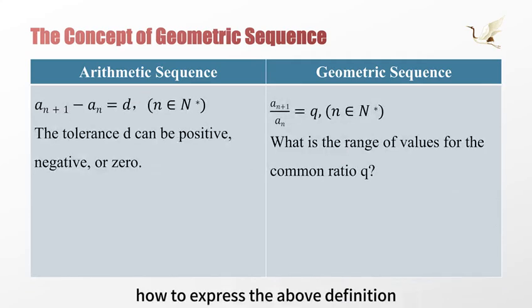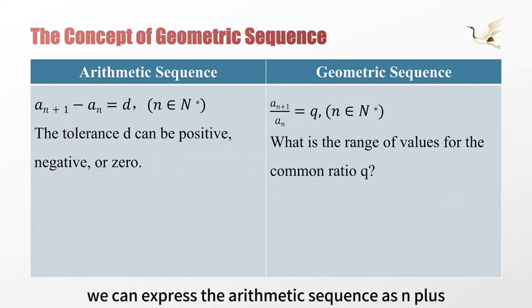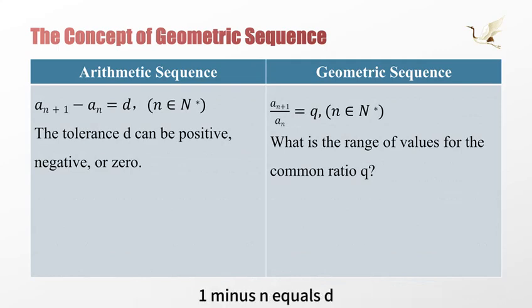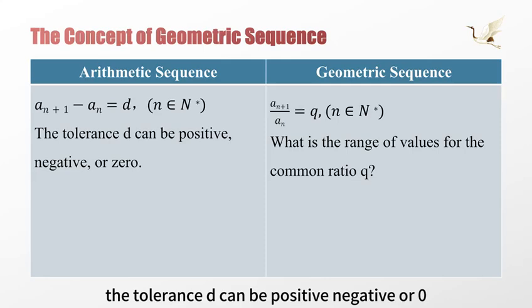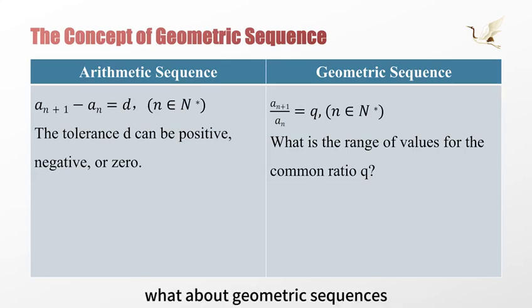How to express the above definition using algebraic method? We can express the arithmetic sequence as a n plus 1 minus a n equals d, where n belongs to N star. The common difference d can be positive, negative, or 0. What about geometric sequences? We can express it as a n plus 1 over a n equals q, where n belongs to N star.